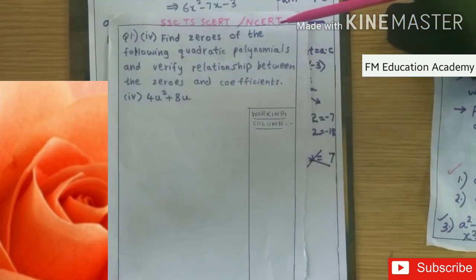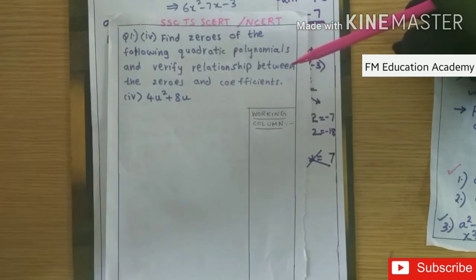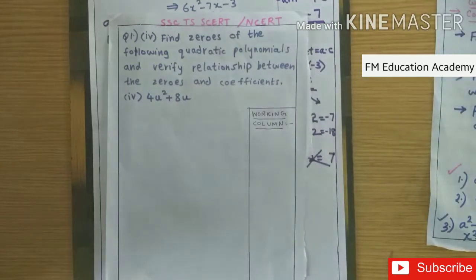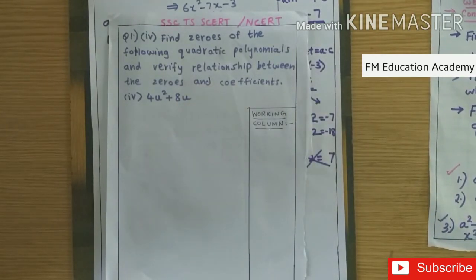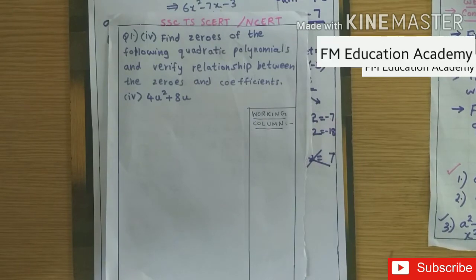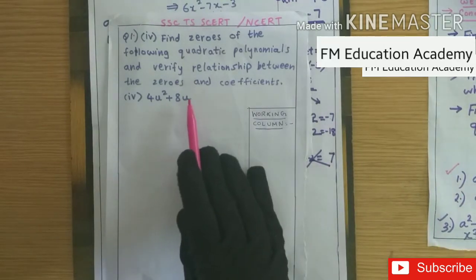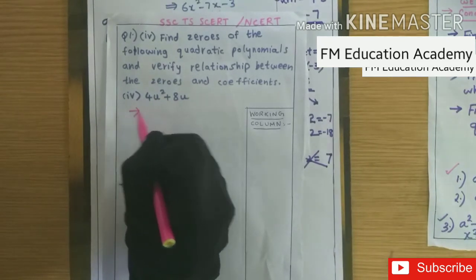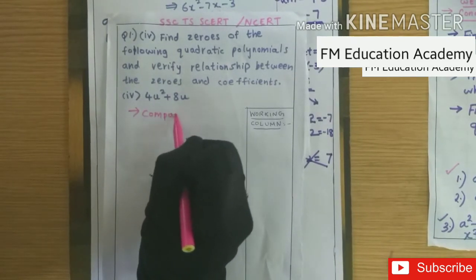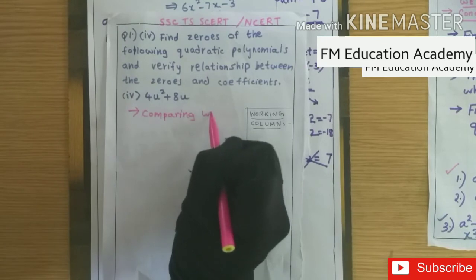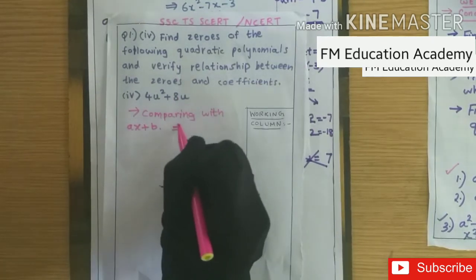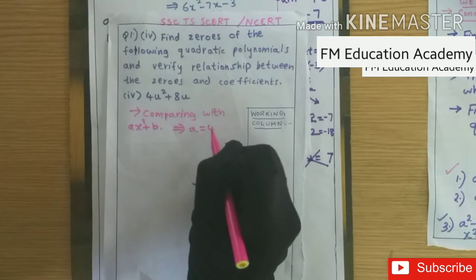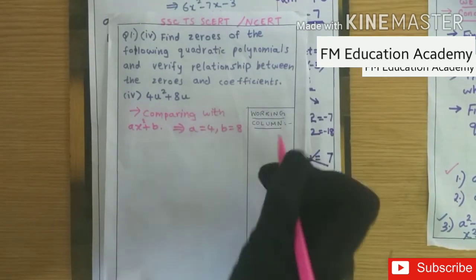Find the zeros of the following quadratic polynomials and verify the relationship between the zeros and coefficients. This question is also there in exercise 2.2 in the CBSE textbook and exercise 3.3 in the SSC textbook, and it is also 4th bit only. First question, 4th bit. So the question is 4u square plus 8u. It is of the form ax square plus bx. What is a if I compare it? A is 4 and b is 8.